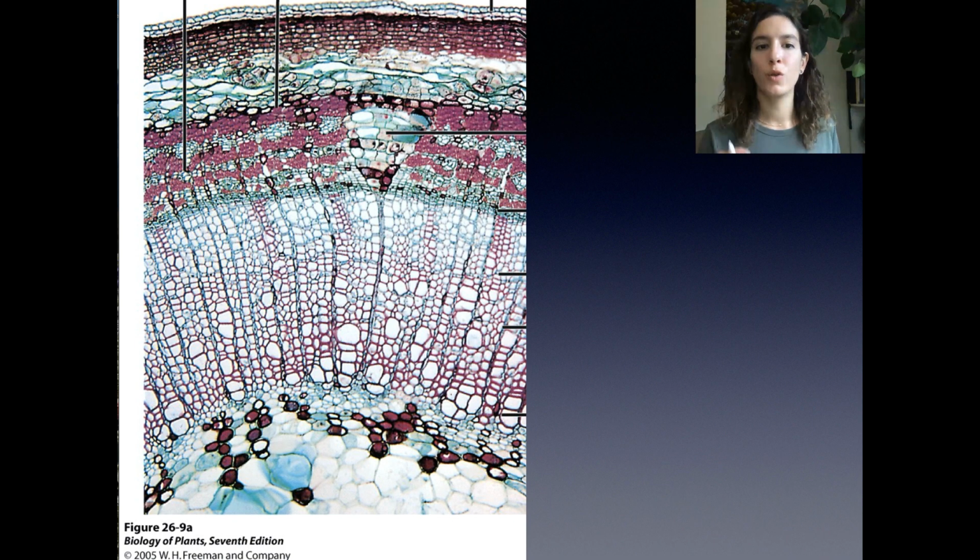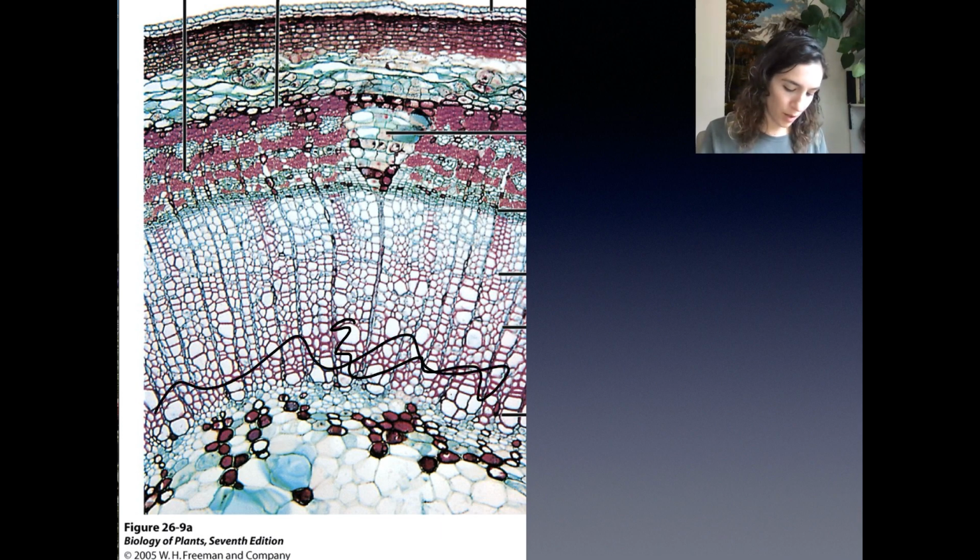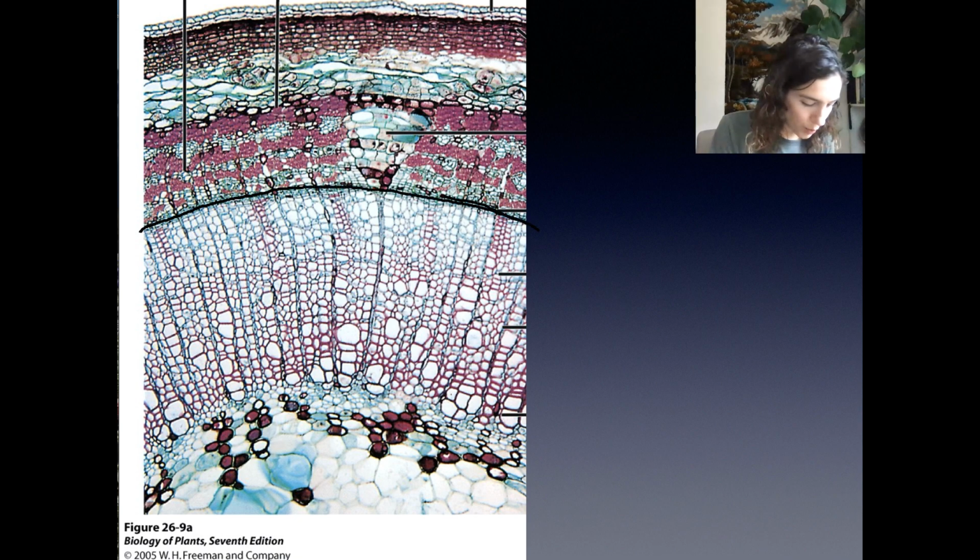So now we're zoomed in on a slightly older cross-section of a stem. But again, we're looking through the microscope at this image, and this is a very, very thin slice that has been dyed for us. So these kind of pinker cells down here, these are all the xylem. This then, right here, this must be our newly formed vascular cambium.